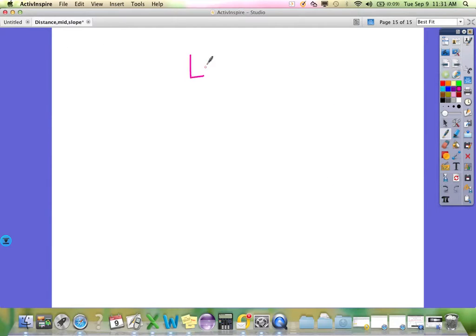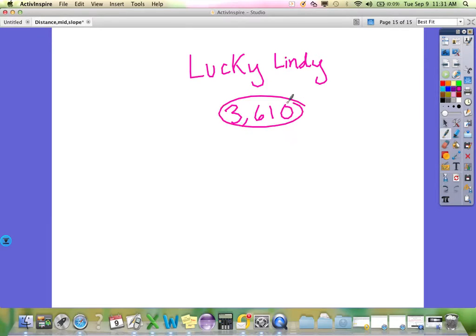So what you need to do is, once you feel good about the notes, work on the Lucky Lindy worksheet. And what you're going to do is find all of those slopes. The whole worksheet is just slopes. Do the whole thing. Your final answer at the very bottom, once you add up all the slopes, should add up to 3,610. If it doesn't, then you made a mistake, so go back and check. The other side of the worksheet is distance and midpoint. Please do that as well. And fill out the puzzle at the bottom. If the puzzle doesn't make sense, then you know you made a mistake.